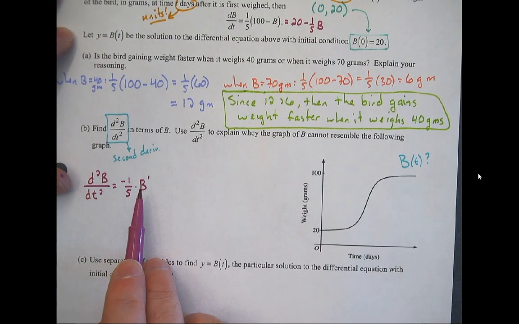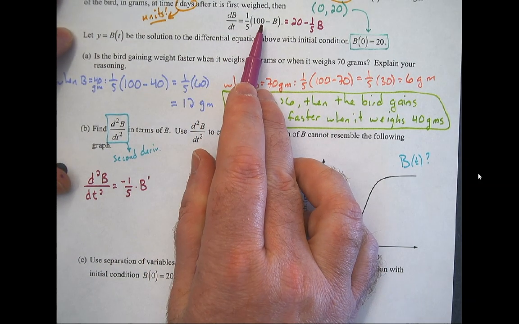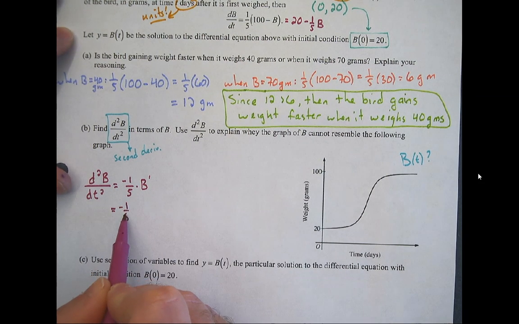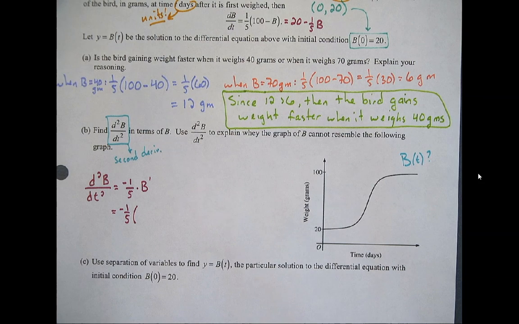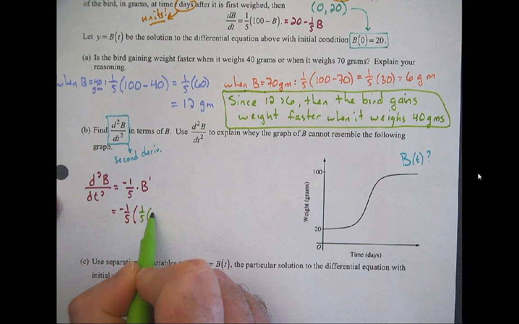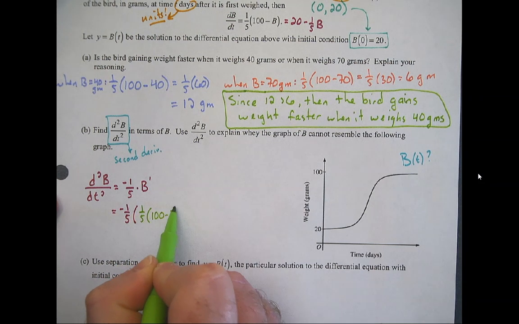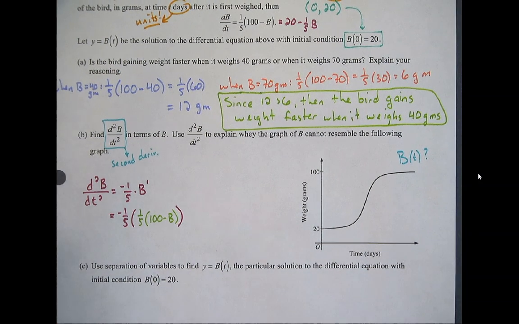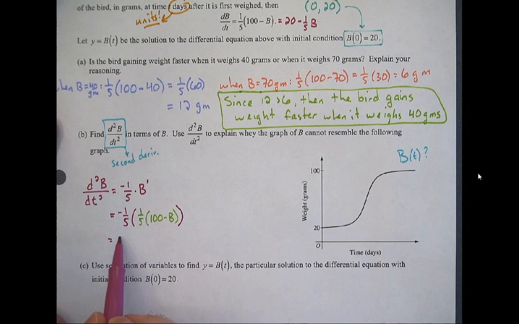So what is B prime? Well, B prime is this. They already told us what B prime was. So that's the same as negative 1/5 times, and we looked up above, B prime was 1/5 times 100 minus B. So we can clean that up. Negative 1/5 times 1/5 is negative 1/25 times 100 minus B.